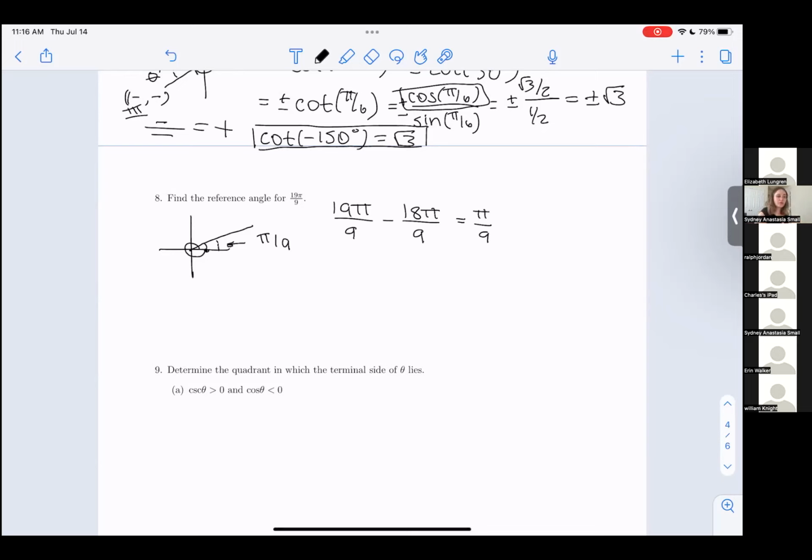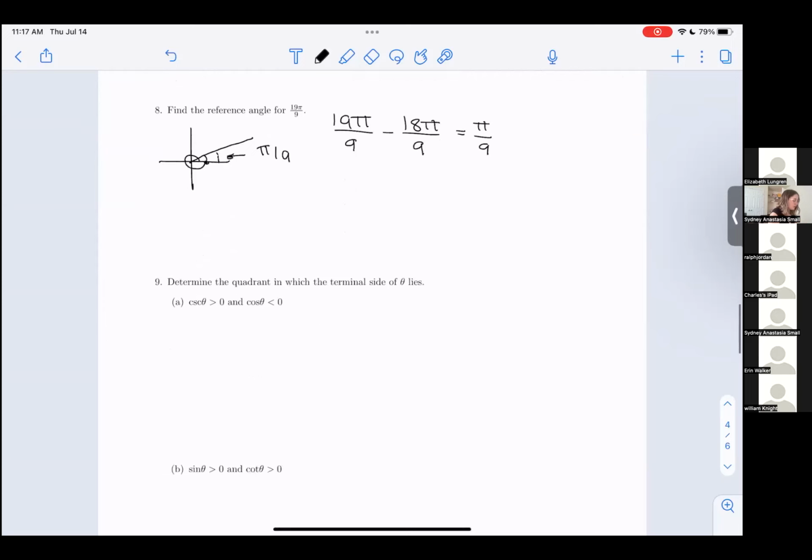And once we have that reference angle, we can use it to determine information about all of the trig ratios of 19 pi ninths. It wouldn't have been as easy or nice in this case because pi ninths is not on the unit circle. However, it is still a good skill to be able to identify a reference angle. Questions on this? Okay, let's do number 9 then.